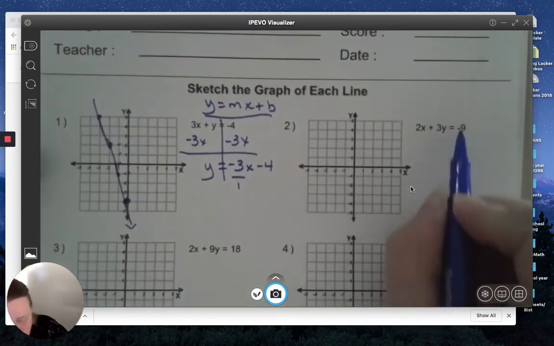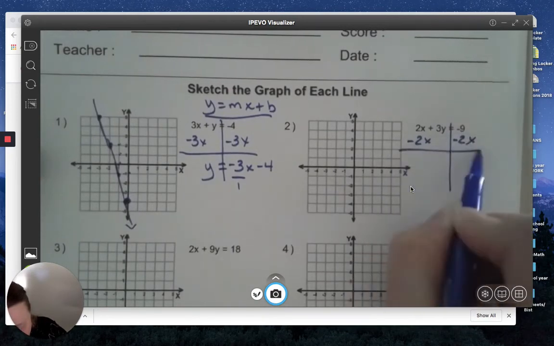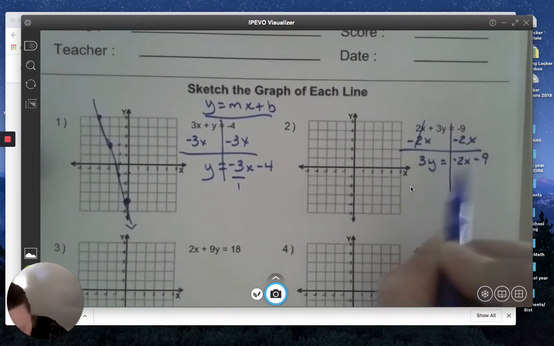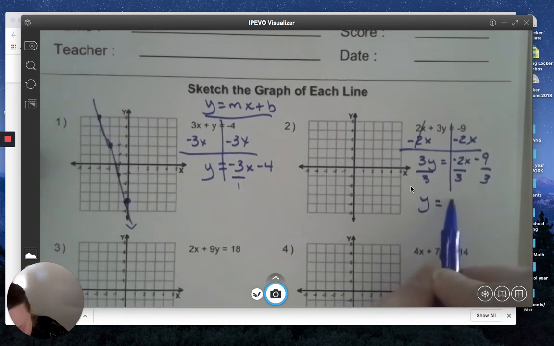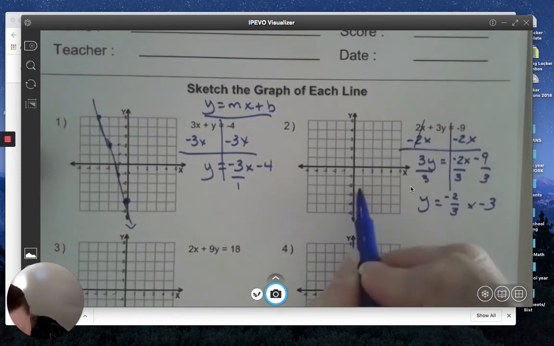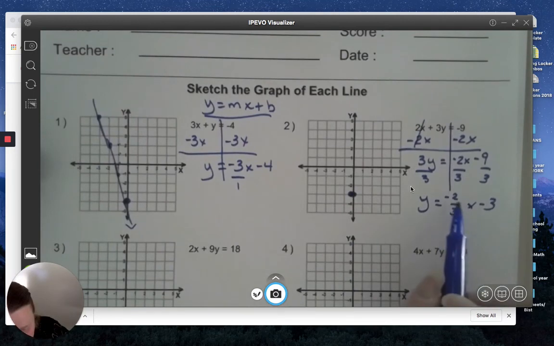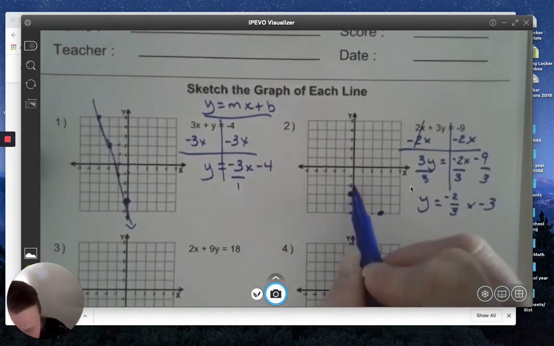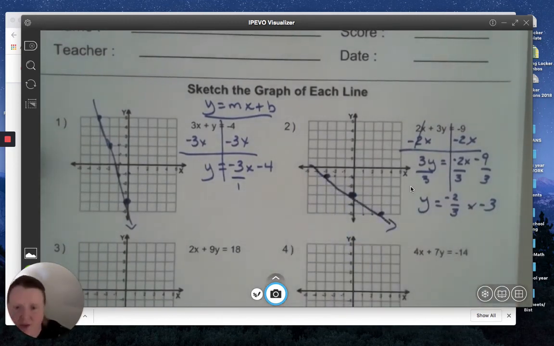So again, if you need to, you will have to go ahead and rewrite. So there again is no shortcut to this. We have to divide everything through by 3. And we have negative 2 over 3 x minus 3. So we're going to start at negative 3 because the y-intercept is always my start number, and this has to go down 2 and over 3. So 1, 2, 1, 2, 3, or up 2 and backwards 3. And so my line is again going downhill.